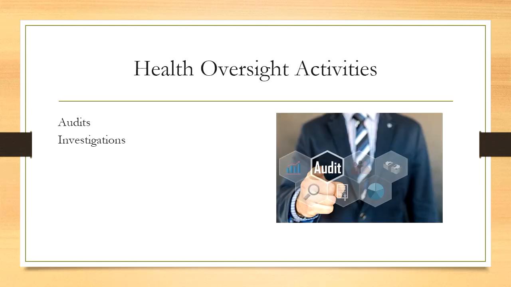Health oversight activities. Covered entities may disclose protected health information to health oversight agencies as defined in the privacy rule. For purposes of legally authorized health oversight activities, such as audits and investigations necessary for the oversight of the healthcare system and government benefit programs. Think things like Medicare and Medicaid.